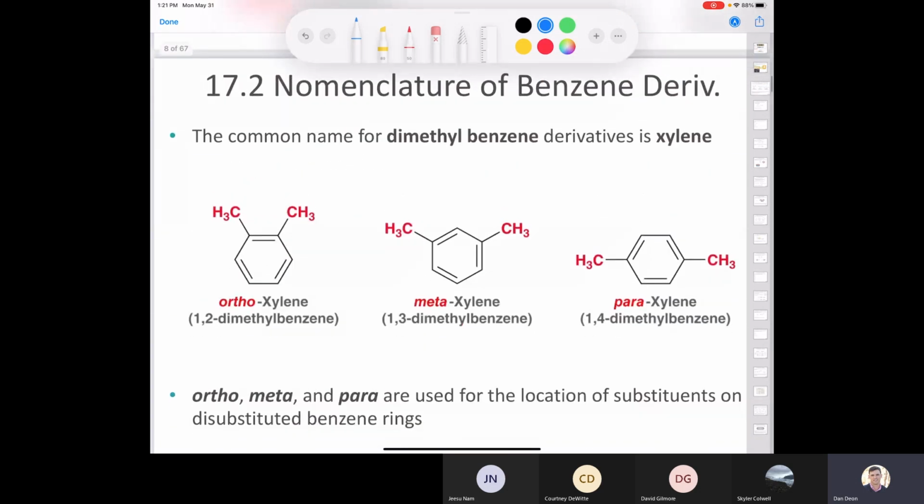Anyhow, let's take a look here. The common name for a dimethylbenzene, as I told you, is xylene, and you need to know ortho, meta, para, and what those substitutions mean. So if you have 1-2 substitution, that's called ortho. When we have 1-3 substitution, it's called meta. And when we have 1-4 substitution, that is called para. So you need to know the difference between ortho, meta, and para in terms of substitution on a benzene ring.